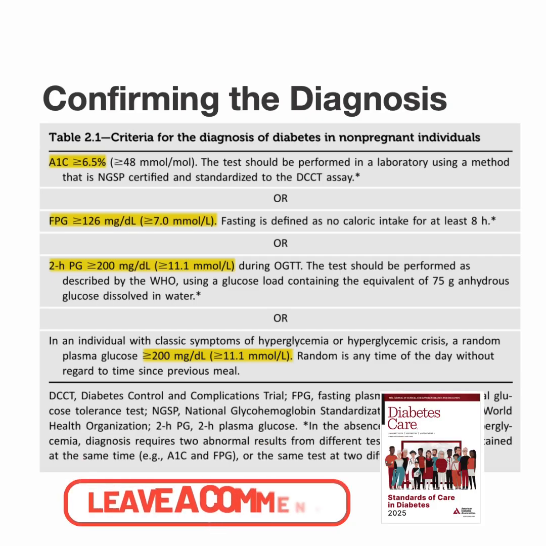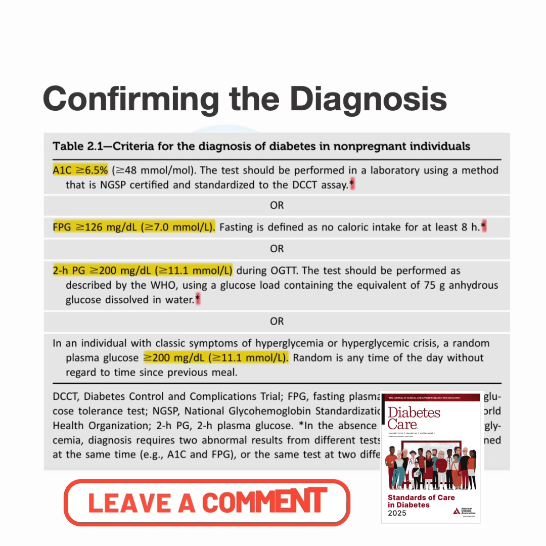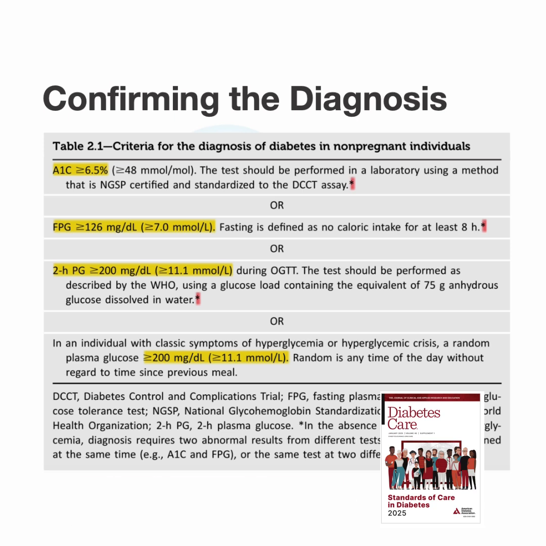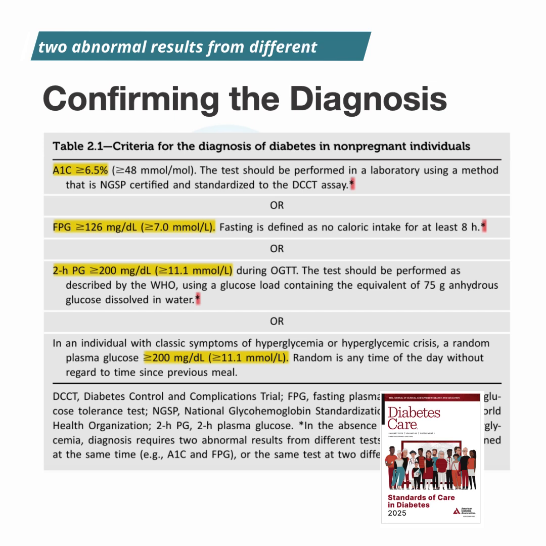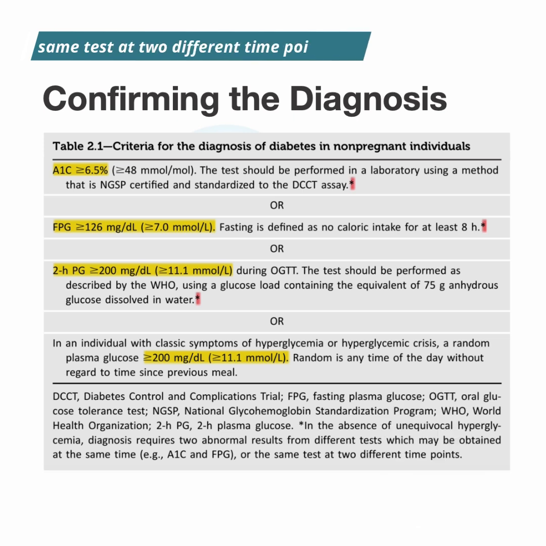So here is the summary of the criteria for diagnosis of diabetes in non-pregnant individuals. Please note that the star mark with the first three criteria, which mentions that in the absence of unequivocal hyperglycemia, diagnosis requires two abnormal results from different tests which may be obtained either at the same time, like HbA1c and fasting plasma glucose, or the same test at two different time points.